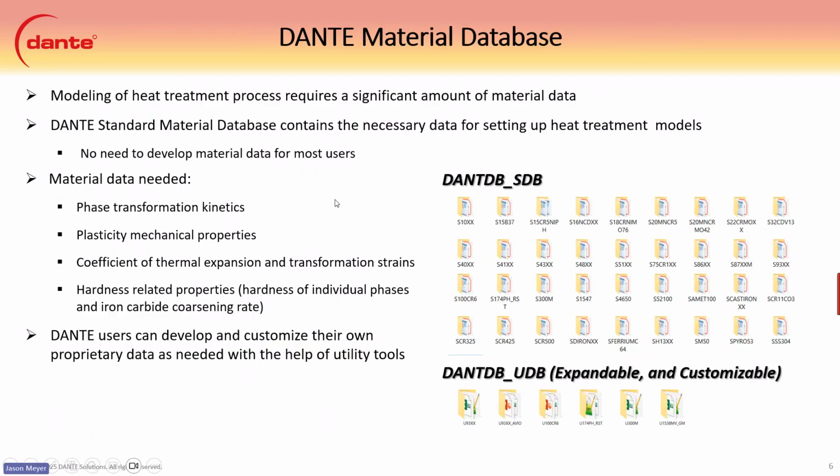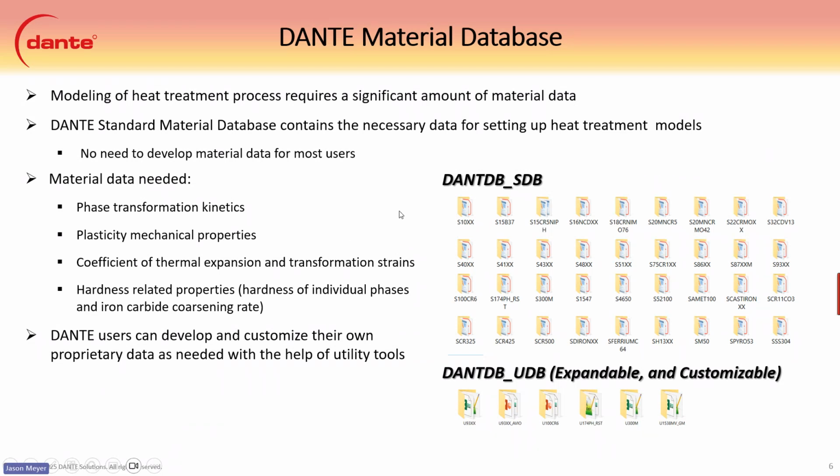So for the DANTE material database, heat treatment requires a significant amount of material data. There's a large temperature range that we go through, from room temperature all the way up to austenitization temperatures and beyond. So you have to have good data based on those temperatures and carbon content. Over the past, say, 30 years or so, we've developed this material database to include pretty much most of the standard materials that you would run into during heat treatment. So there's really no need to develop material data for most users. But if there is, we also have an expandable user database, as I mentioned earlier, where each one of these materials you can modify based on your own chemistry or your own data that you have.